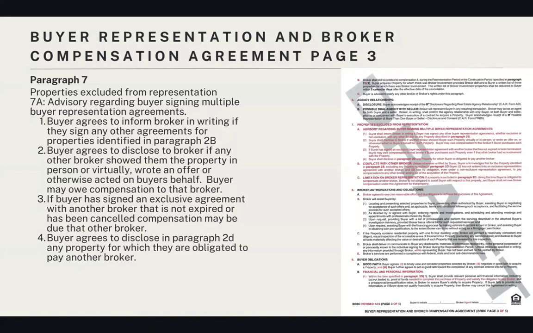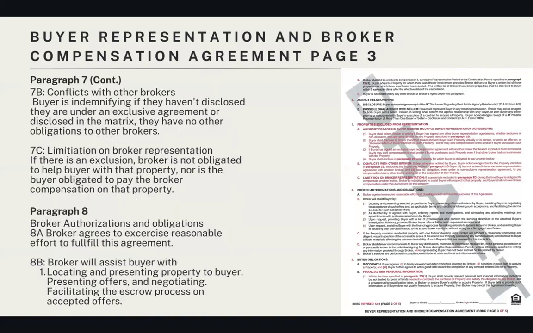If the buyer has signed an exclusive agreement with another broker that is not expired or has been canceled, compensation may be due that other broker. You need to have those conversations. And then finally, the buyer agrees to disclose in paragraph 2D any property for which they are obligated to pay another broker. So the list that they received, or if they viewed or seen any other properties with another broker, that's where you would put that information.